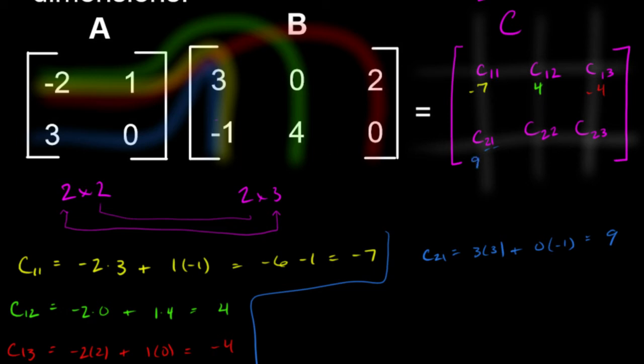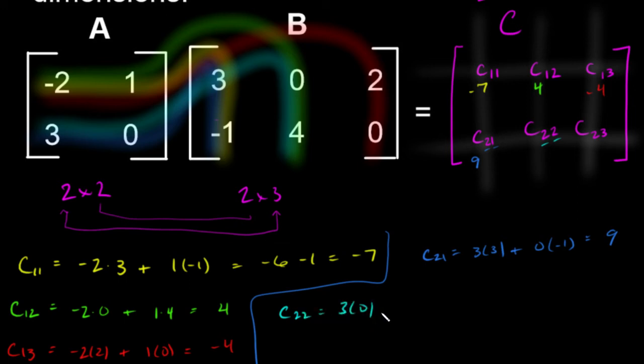Then you've got C22, and that uses the second row, second column. Second row, second column. Okay, and that's going to be 3 times 0. So this is C22, and that is 3 times 0 plus 0 times 4, which is 0.